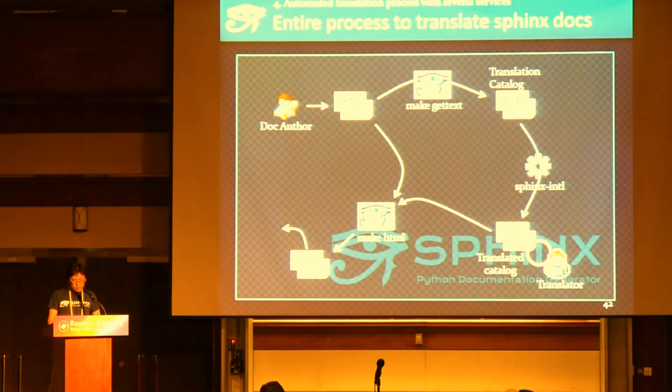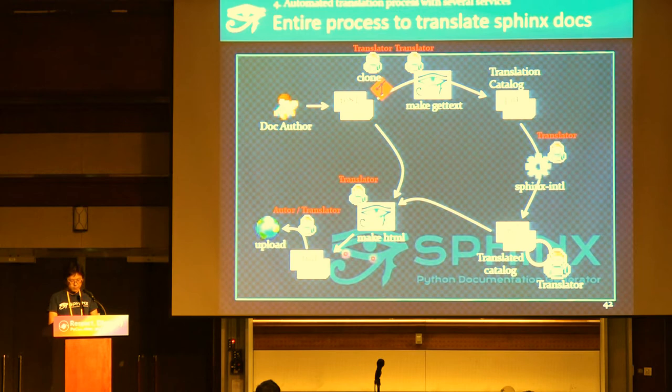Entire process to translate Sphinx docs. Right now, we have seen an overall picture of this process. Actually, there is a thing that was not pictured here: these red strings. These commands, like cron or make gettext or sphinx-intl or make html and so on, require your hands to invoke. In other words, the translator must still learn such steps. Additionally, it would be difficult to translate in parallel. It's still not an easy way.